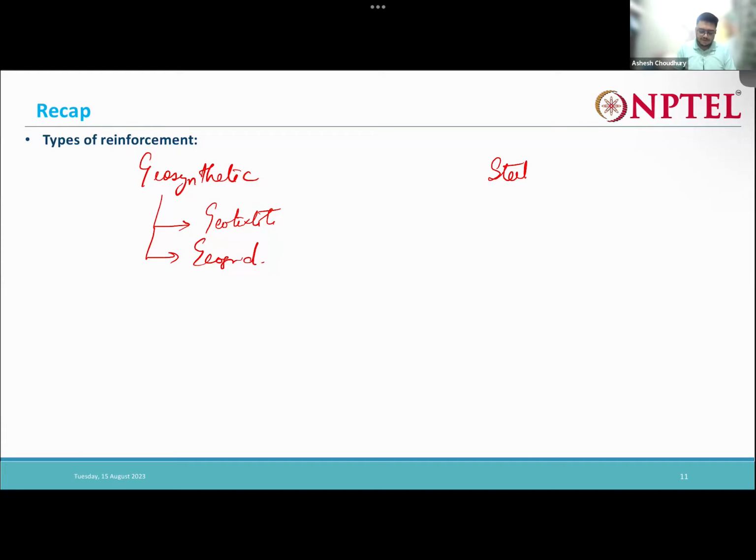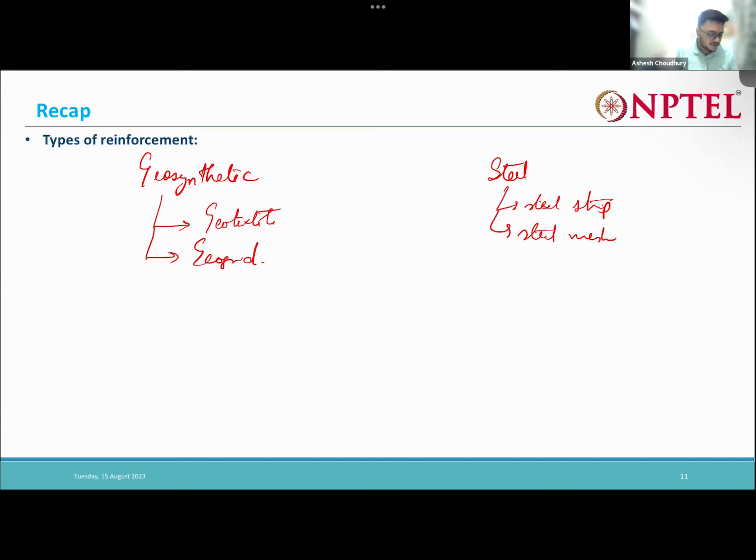For steel reinforcement, you can use steel strips and steel meshes. But the main issue with steel is that it is very prone to damage. So you should select the grade of steel in such a way that it can withstand the weathering effect. If water goes inside, it will get corroded easily, and due to this corrosion it will become weakened, right? So all those things we have to consider while designing.